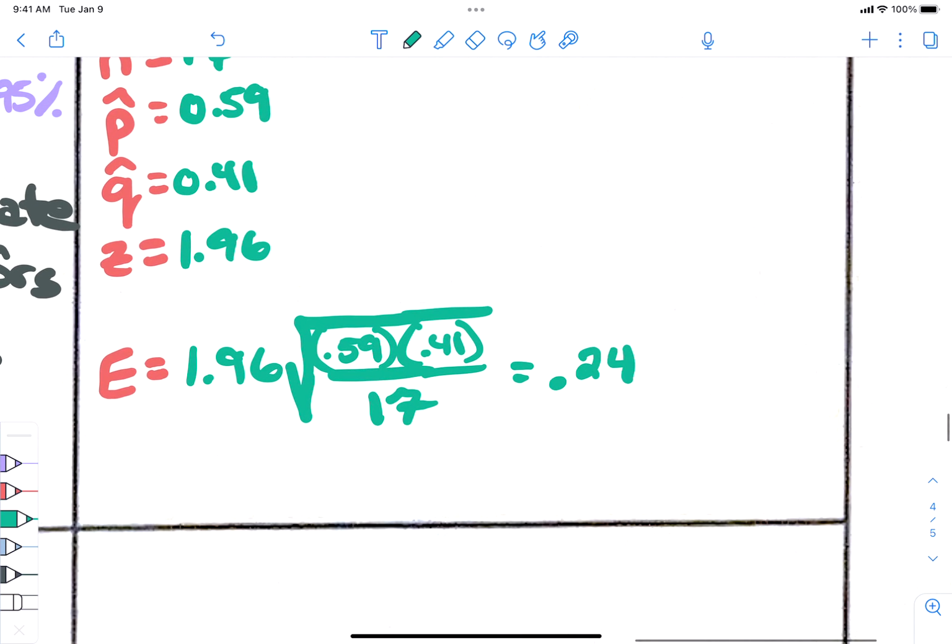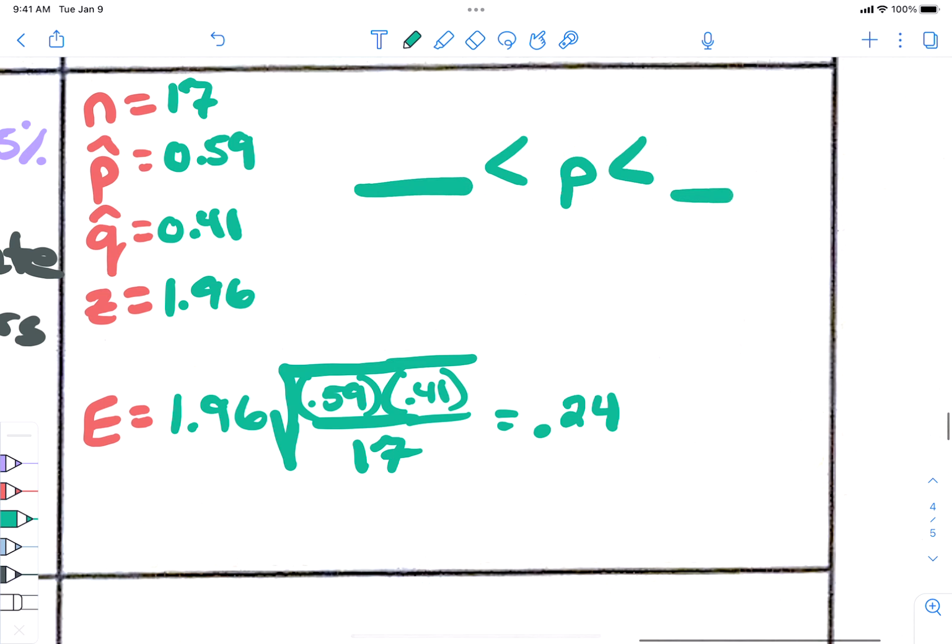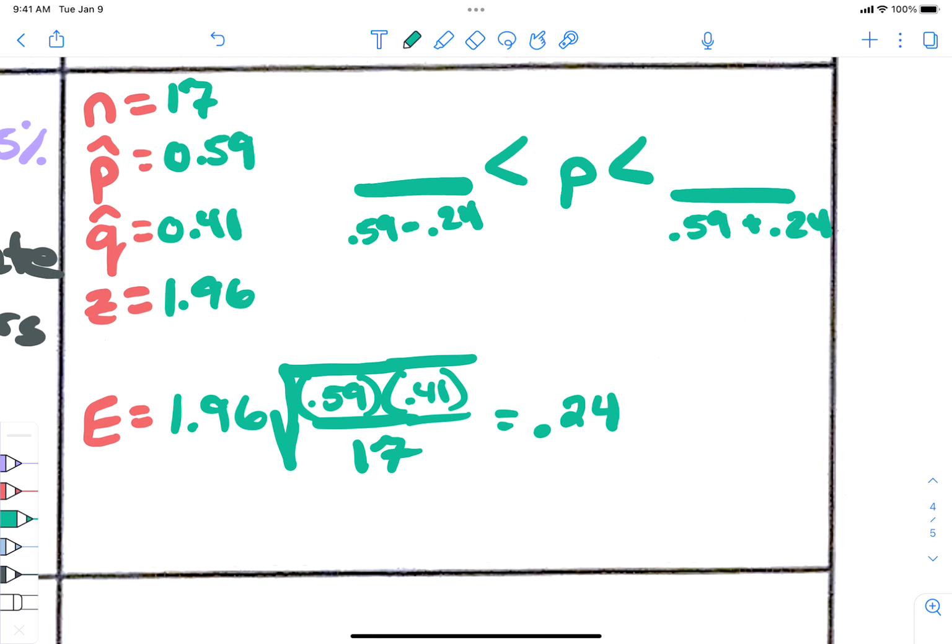Yikes. So we can say that the proportion of seniors at Blue Hill that do sports is anywhere between something and something, right? We take 0.59 and we subtract 0.24, and we take 0.59 and we add 0.24. Holy cow, that's going to be crazy. 0.59 minus 0.24, 0.59 plus 0.24. I can do the plus. That is 0.83, 83%. I can do the minus too, 0.35.